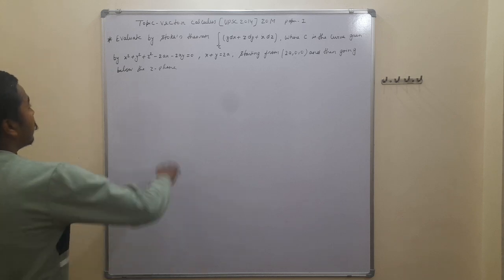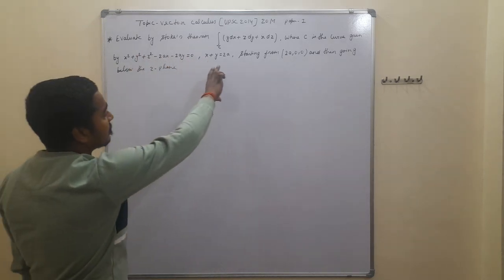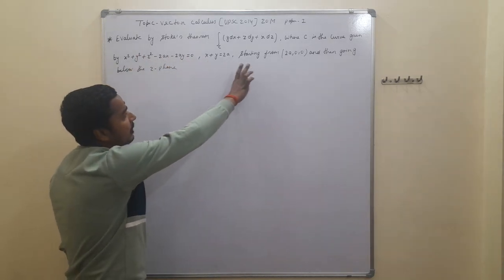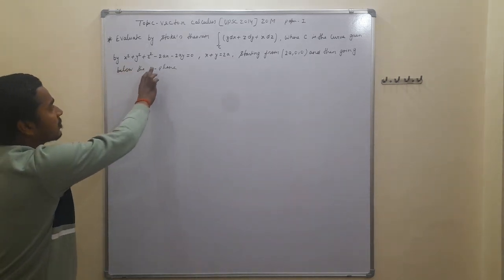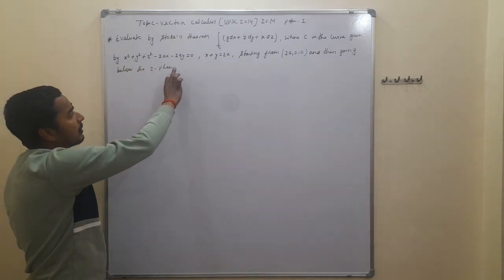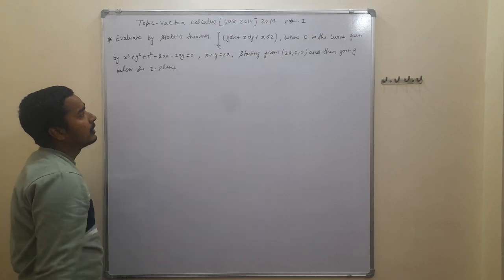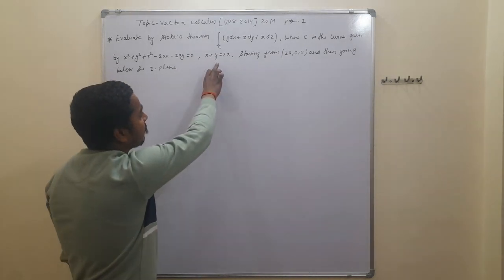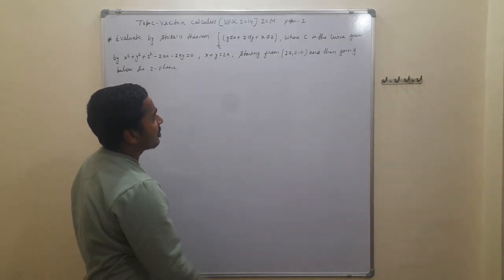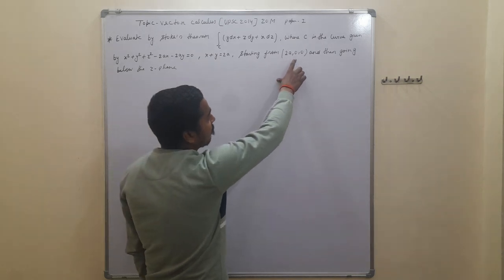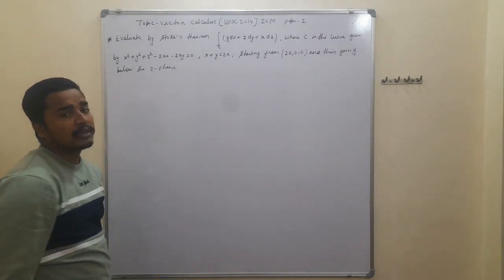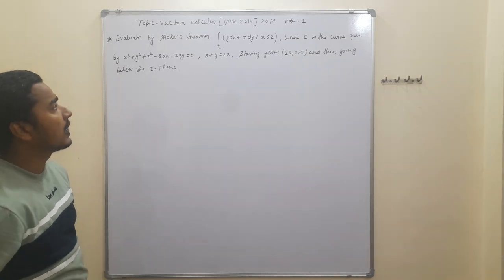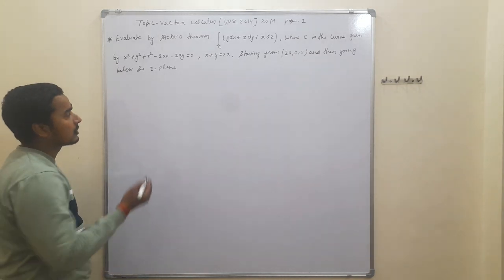The question is given: evaluate by Stokes theorem the integral, where C is the curve given by x² + y² + z² − 2ax − 2ay = 0 and the plane x + y = 2a, starting from (2a, 0, 0) and going below the z plane. Let's solve the problem. UPSC asked this in 2014 for 20 marks.